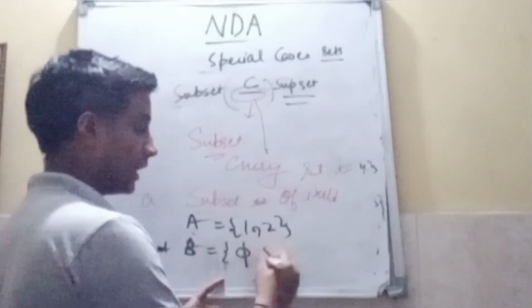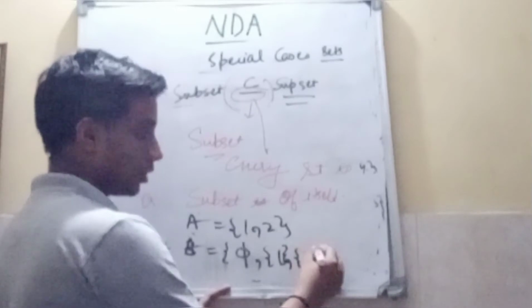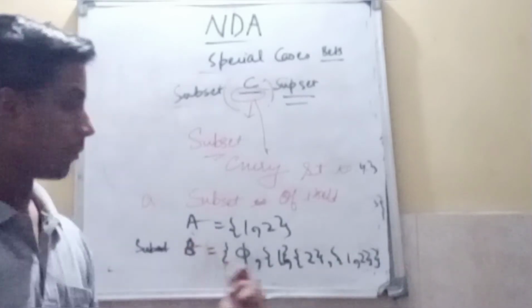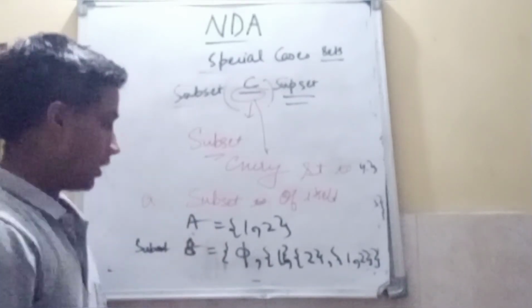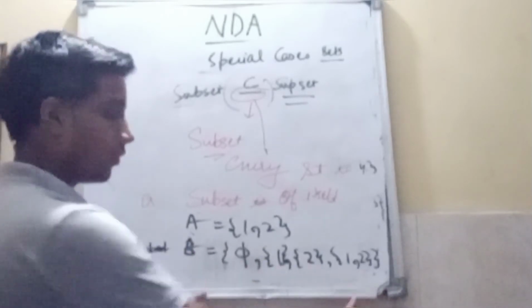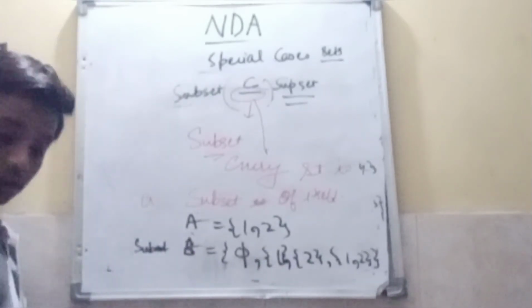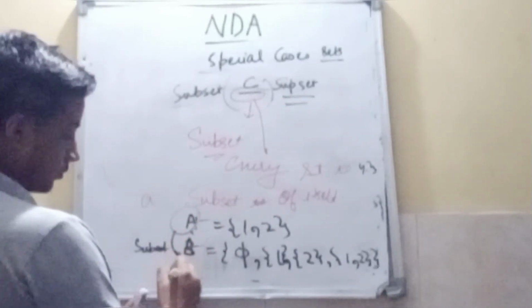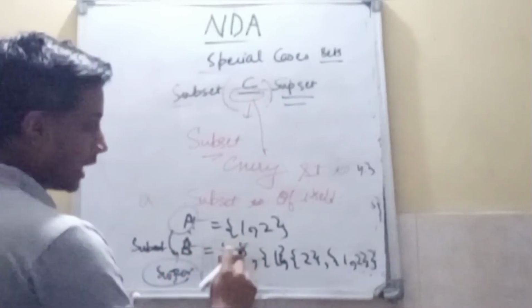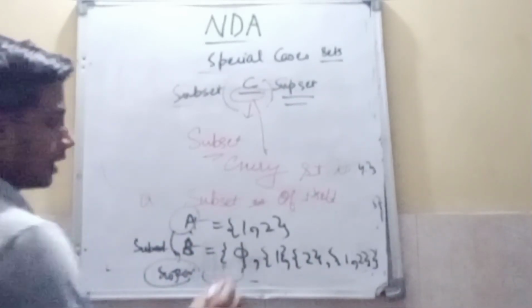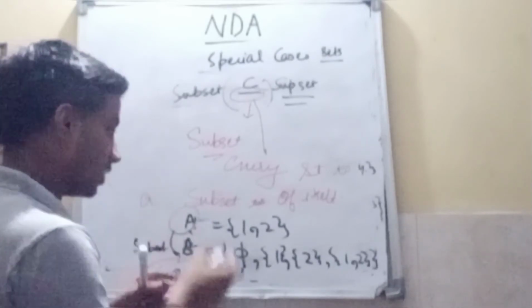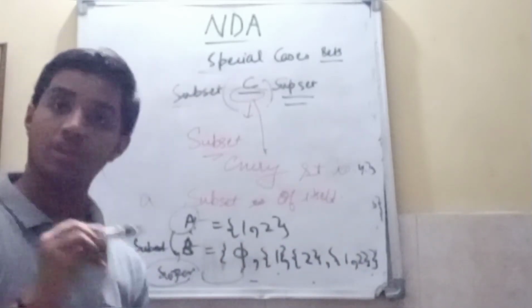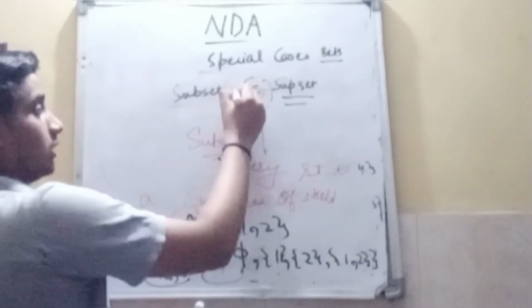So, let's move on to singletons. 1 is a singleton, then 2. Then we move on to the two-element set, 1, 2. These are the possible subsets of this set. In this set A, {1, 2}, 4 subsets are possible. Hence we can say that if A is the superset, then the empty set is a subset of A, {1} is a subset of A, {2} is a subset of A, and {1, 2} is also a subset of A. That's why we write this equal to symbol.